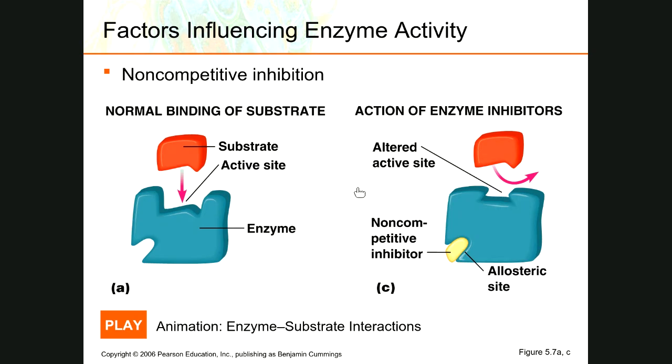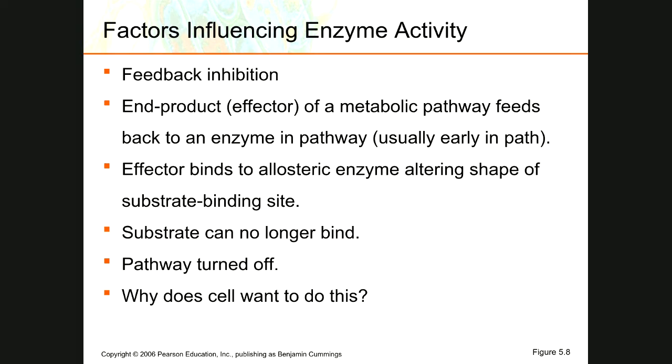And that process is called feedback inhibition. So the end product, also called an effector molecule, when the cell's made more than enough of it, it feeds back to an enzyme, usually early in the pathway, because the earlier you turn off that enzyme, the more energy that can be saved. And so it binds to the allosteric site, changes the shape of the enzyme, which changes the shape of the active site. Now the substrate cannot bind. So the pathway has been shut down.